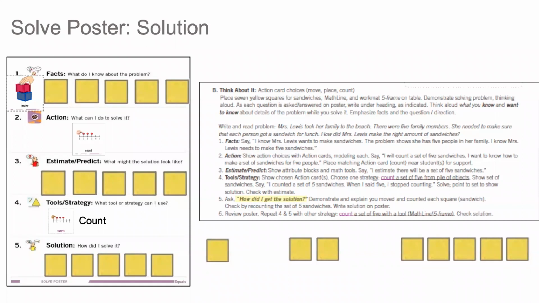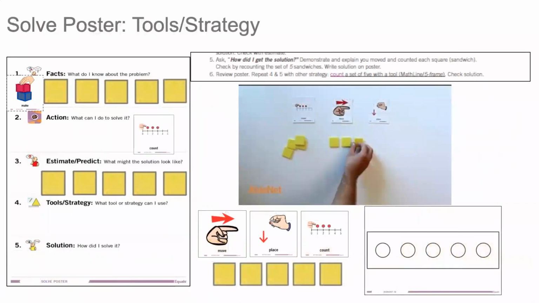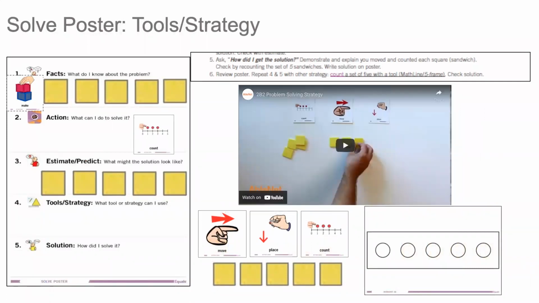So an example of how to repeat steps 4 and 5 with the second strategy is shown here. So I can repeat the second strategy, which is counting a set of 5 with a tool. So the math line or the 5 frame. So I can show my students what it might look like for me to think through this. Which tool do I want to use? Do I want to use the math line or the 5 frame? Once I decide on my tool, I'm going to then show how I would solve this problem using the 5 frame.